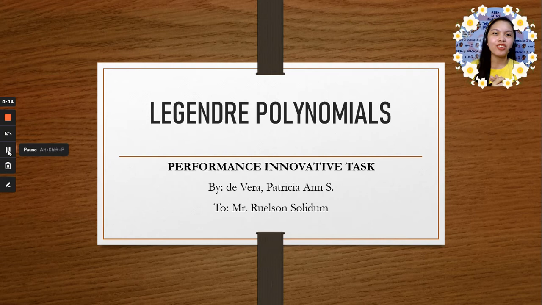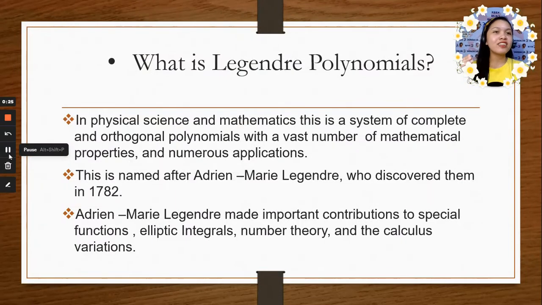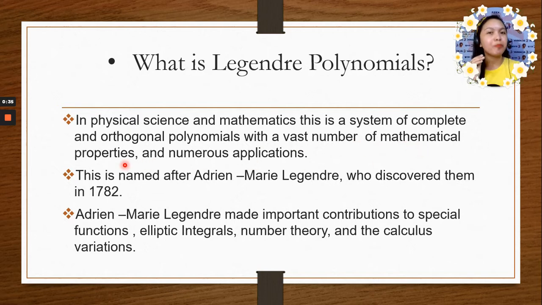For today's video, I am going to introduce to you the Legendre polynomials. But first, let us define what Legendre polynomials are. In physical science and mathematics, this is a system of complete and orthogonal polynomials with a vast number of mathematical properties and numerous applications. It is named after Adrien-Marie Legendre, who discovered them in 1782.